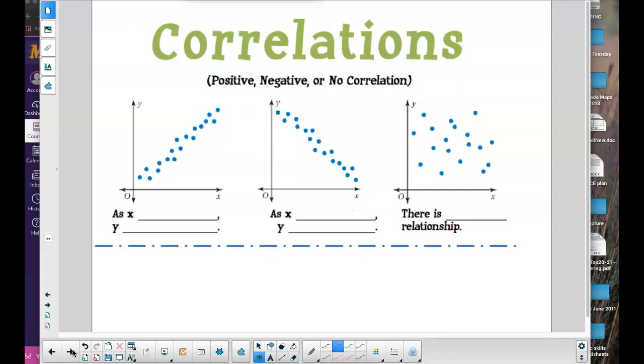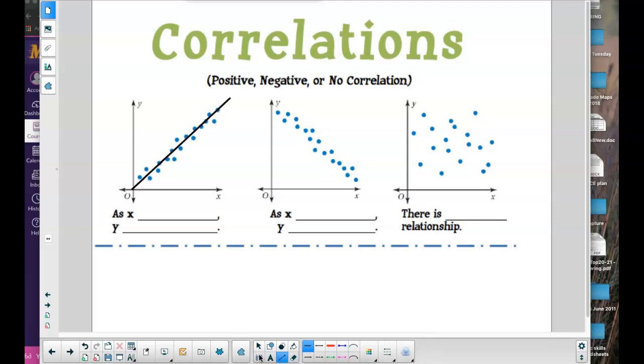The next part talks about correlations. With scatter plots, it's either a positive correlation, a negative correlation, or there's no correlation. Correlation just means relationship. So the first one, what do you notice about all these dots? They're kind of going up, right? If I drew a line of best fit, they're heading up.